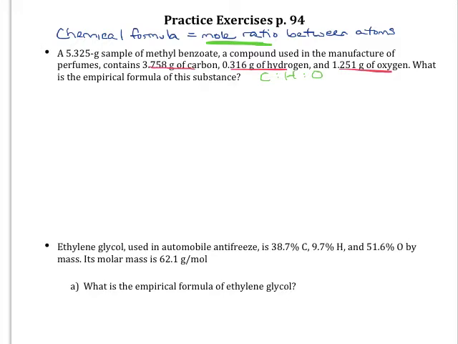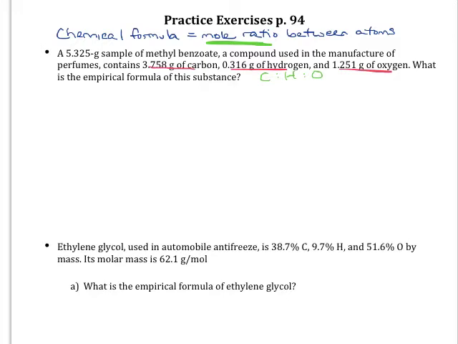The best way to do that is to convert all of the grams into moles. Once we know how many moles of all the substances we have, we want to find a ratio between the moles. In order to find a ratio between the moles, what we typically do is divide by the smallest number, in order to figure out what the ratios are as whole numbers. So let's start by converting our grams to moles.